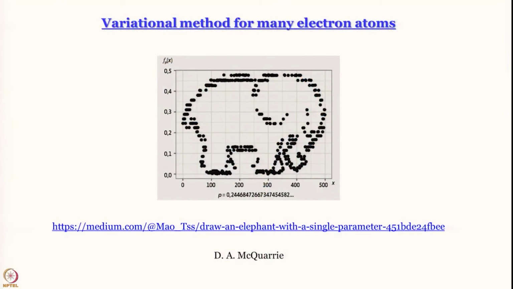Last day we had talked about the perturbation theoretical treatment of atoms. Today we will talk about variational methods, and we will need maybe 1 or 2 more lectures before we can complete our discussion of atoms.